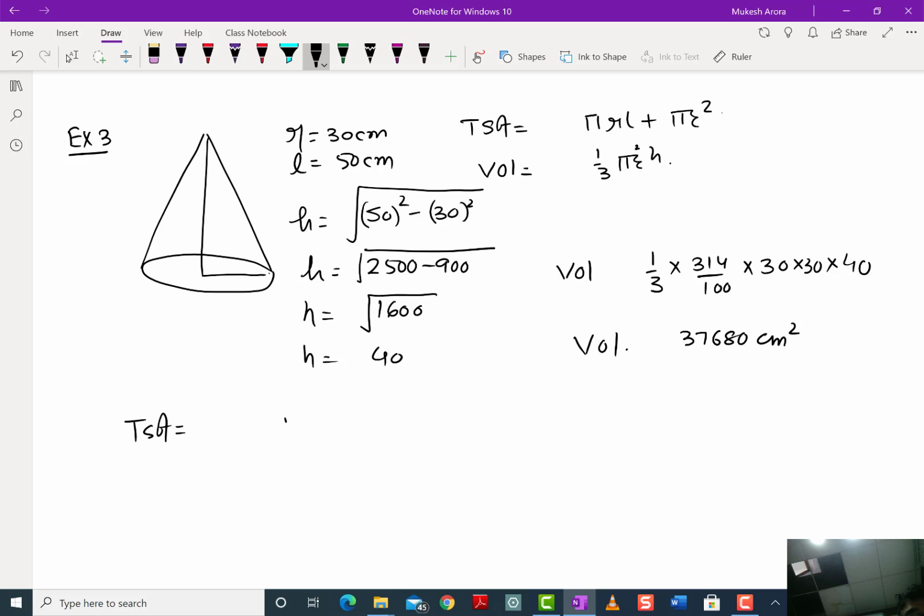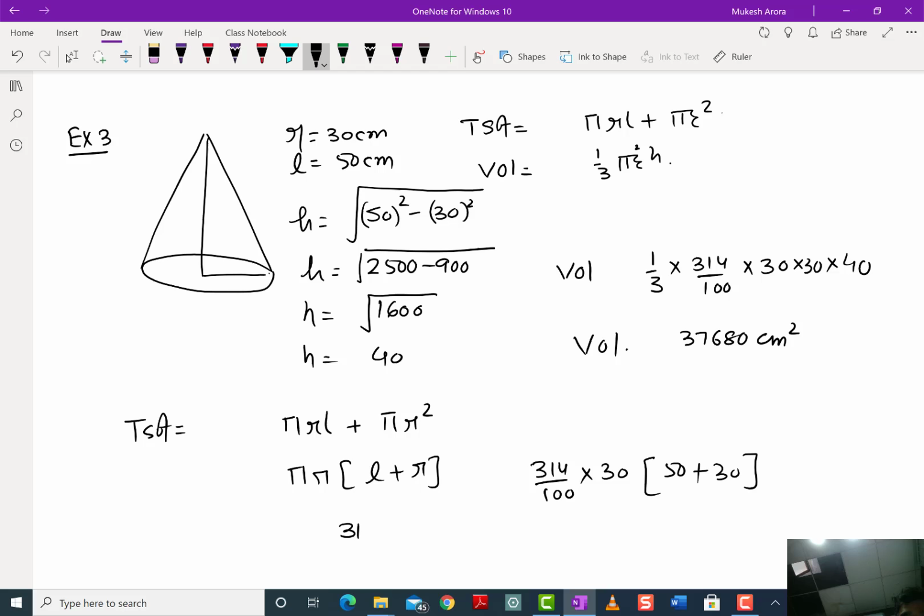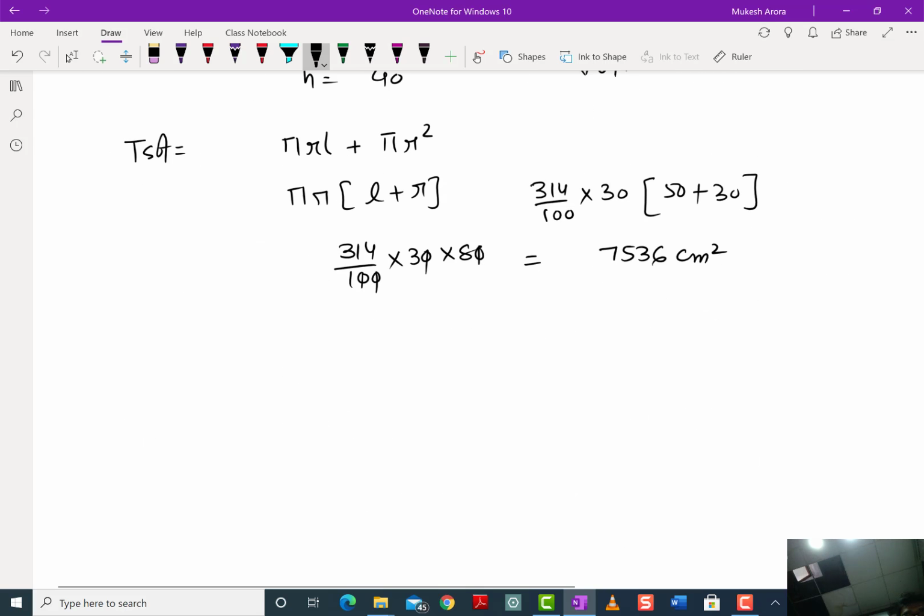Total surface area is pi r l plus pi r square. Pi r is common, l plus r. Pi 3.14 by 100, r 30, l 50 plus 30. So 3.14 by 100 into 30 into 80. So the answer will be 7536 centimeter square.